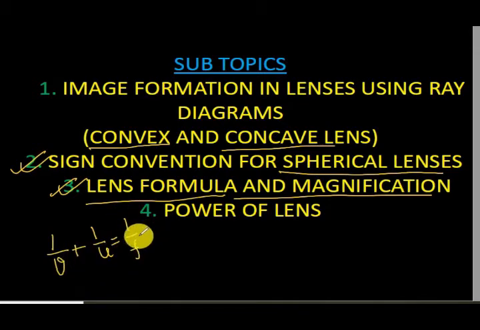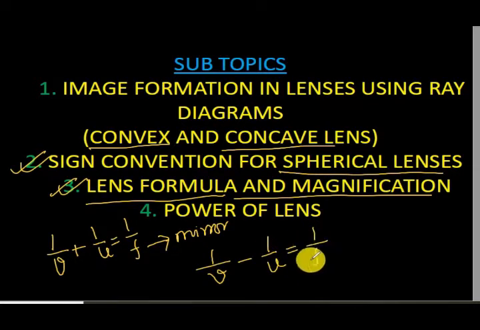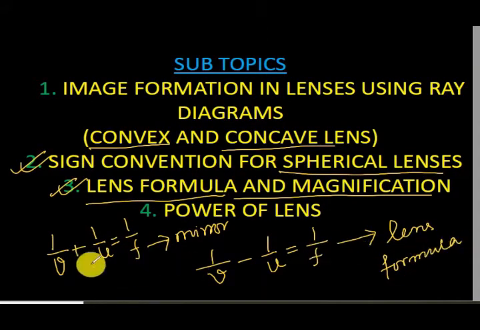Okay, so here you know all these things, all these letters, what they represent. Here again, this is for mirror. And then again, we'll have another formula that will be your 1 by v minus 1 by u equals 1 by f. Only the difference is in plus and minus. And this is your lens formula. Okay, so remember it. From exam point of view, this topic is very important. And the last topic, but not the least, we have power of lenses.